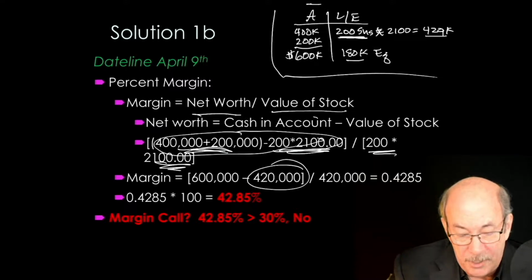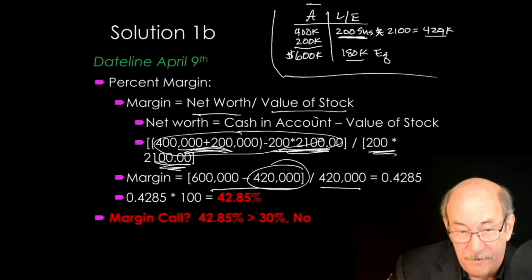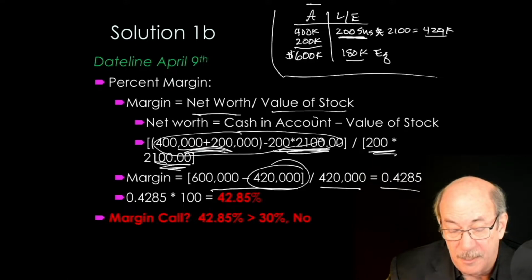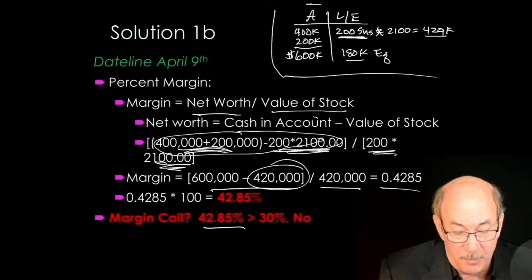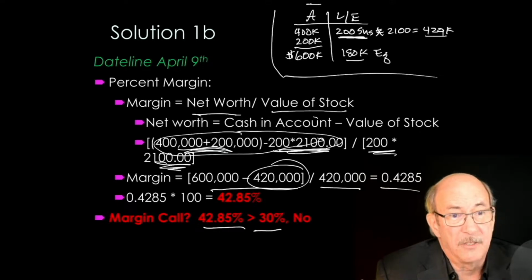Okay, so to get our margin, we simply take the net worth divided by the value of the position, and we get 42.85%. 42.85% is still greater than our maintenance margin, so we do not get a margin call yet.